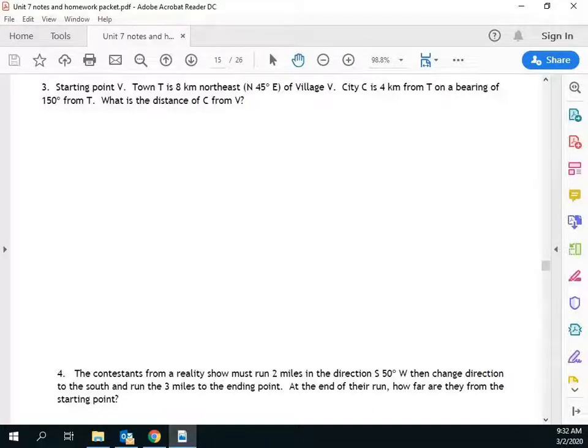All right, so let's go ahead and start drawing this one out. Town T is 8 kilometers northeast of village V. So we have V. Town T is northeast, so it's over here. This is T. So there's that.